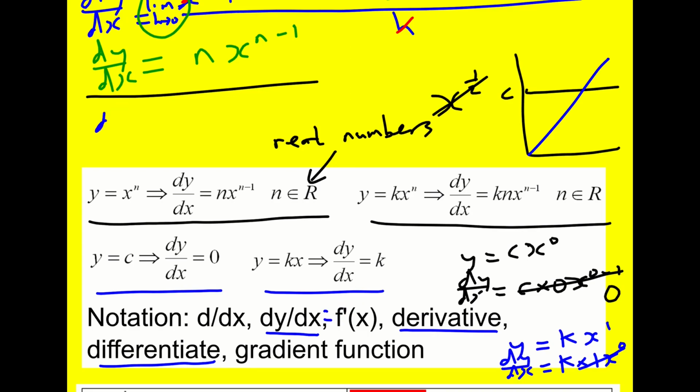And one other thing that you will see is that sometimes I don't write dy by dx. I write things like d by dx of x squared equals 2x. So I just get rid of the y completely, but I can still use the rule. So expect all of these things to be seen. We also call dy by dx the gradient function, or the instantaneous gradient. So that's some notation.